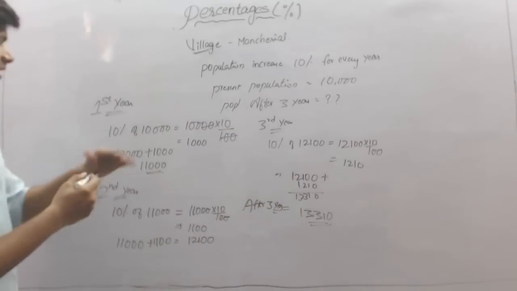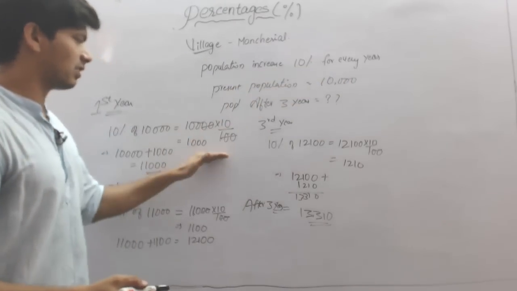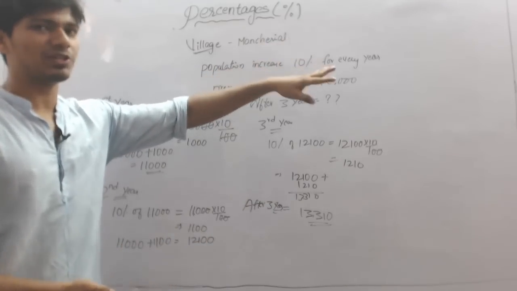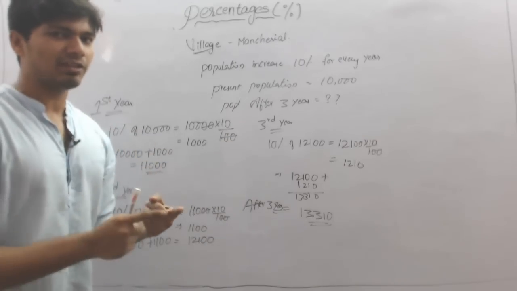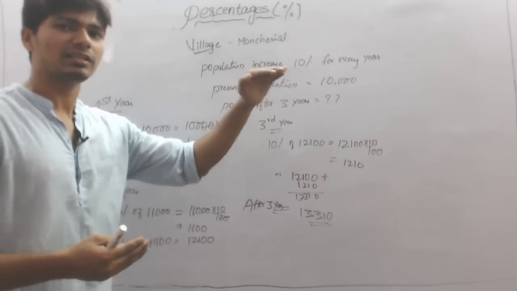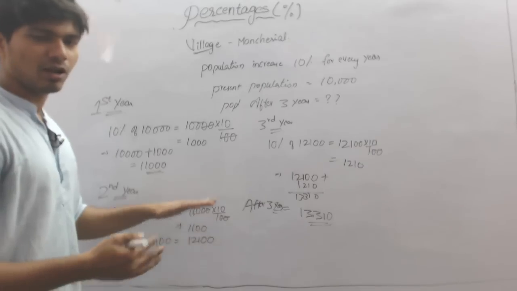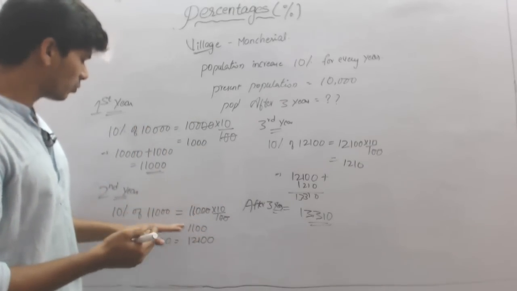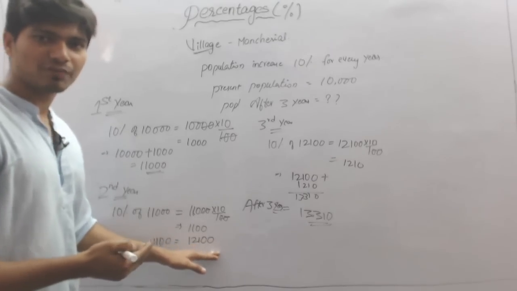First year the population increased by 10%. 10% out of 10,000 is 1,000. Now you add the 1,000 people to 10,000. Now the population became 11,000. So after 1 year the population is 11,000. Out of that 11,000, again the population increased by 10%. That is 1100. Now the population in the second year is increased by 1100. Now add this to 11,000, 12100. This is the population of the second year.